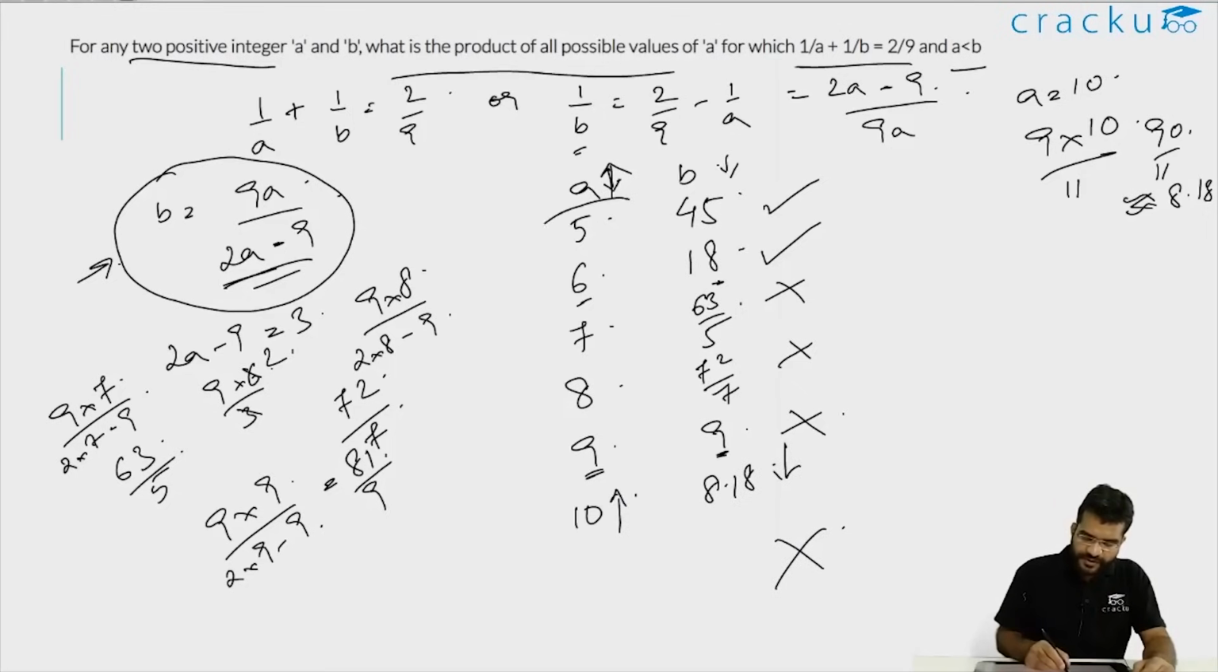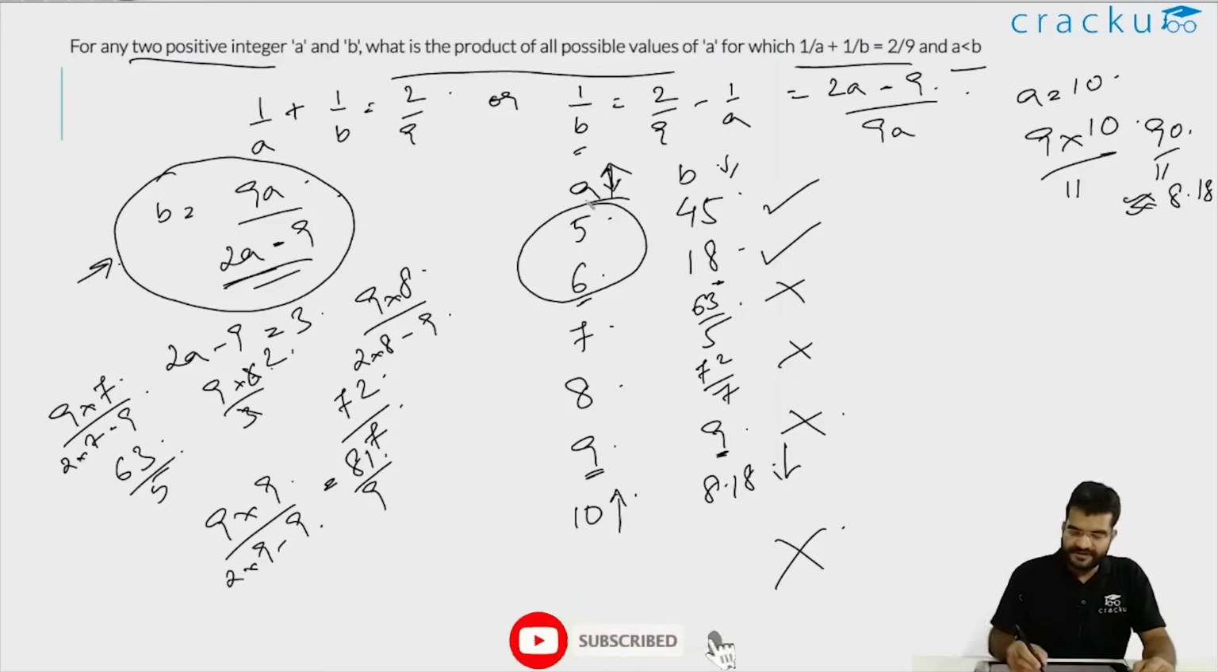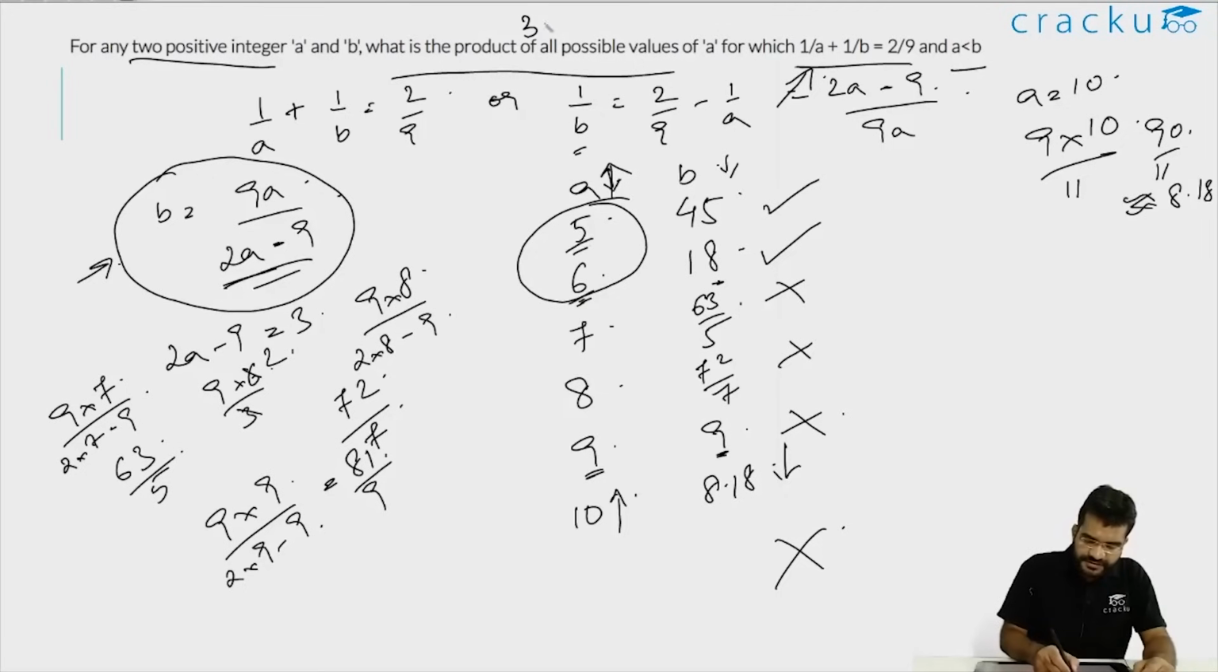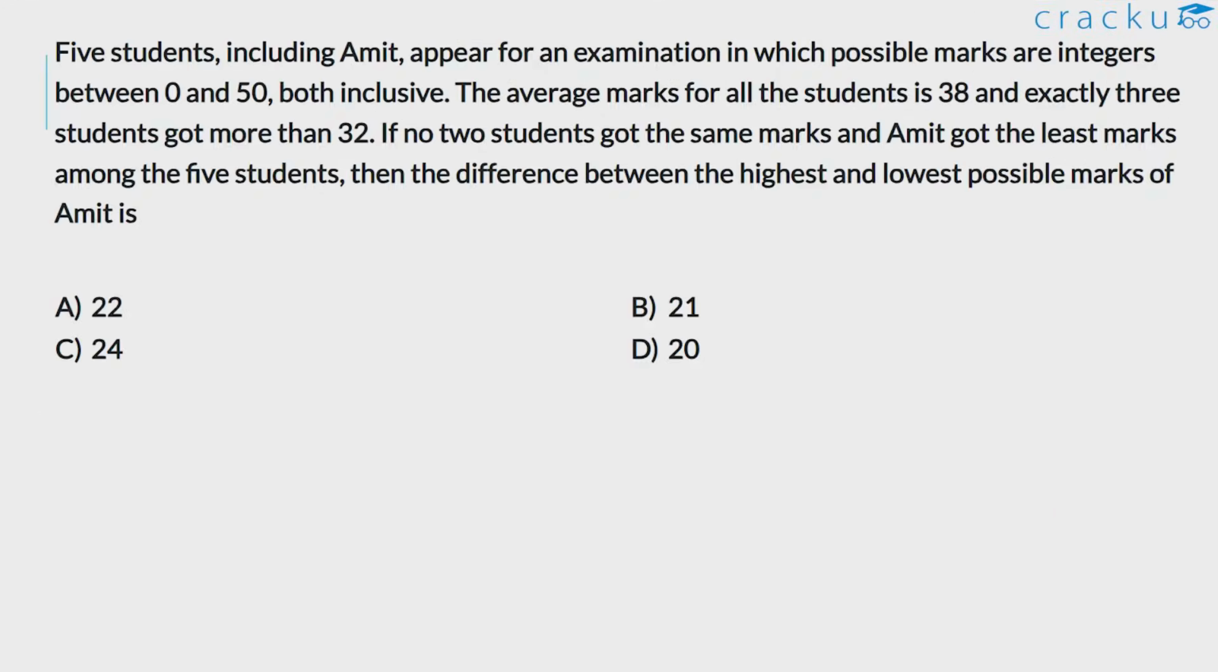So the only two possible values of a for which the given equation holds true, such that both a and b are positive integers and a is less than b, are a is equal to 5 and a is equal to 6, and their product is equal to 30. This is the answer.